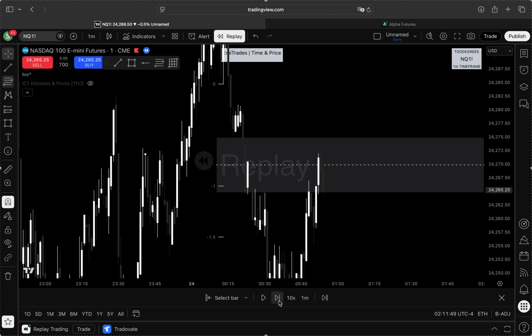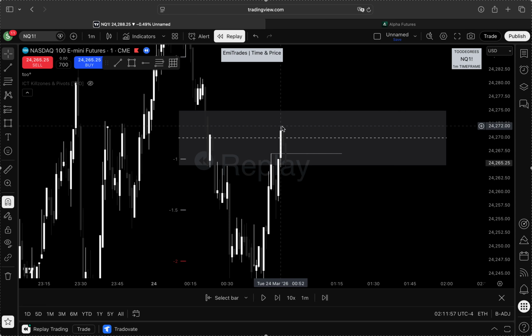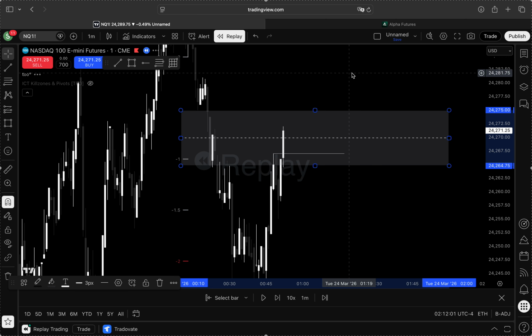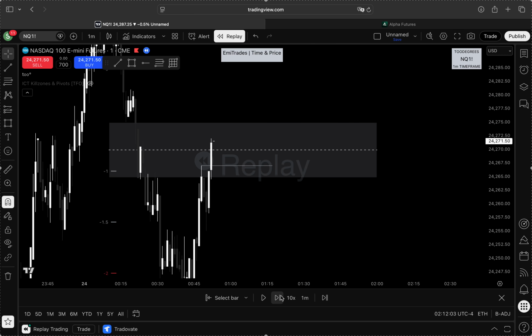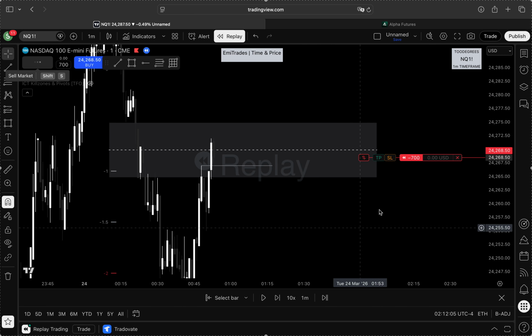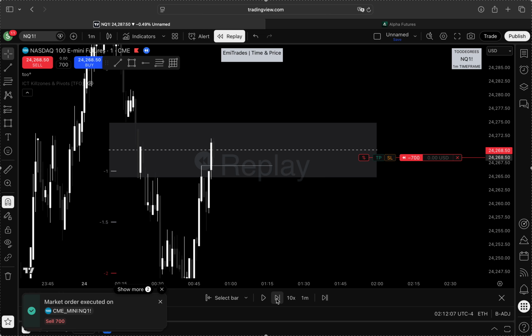So from here, we have this high. We have this intermediate high swept within this gap. This makes this high protected. So I would have entered at that candle right there. Boom. 700. So boom, we enter right there.